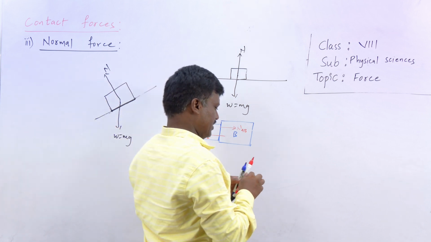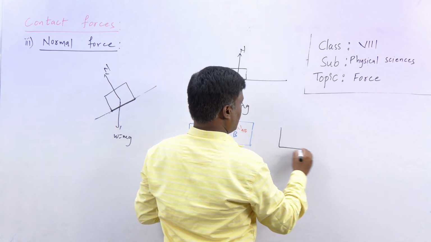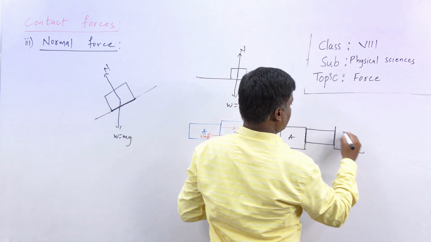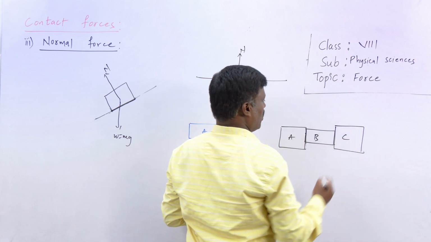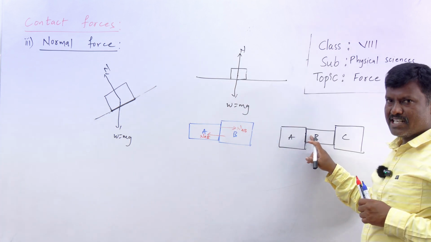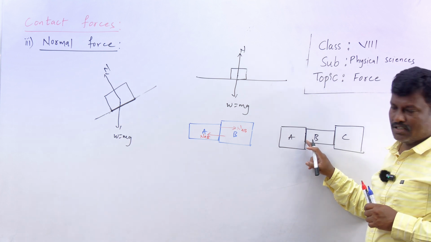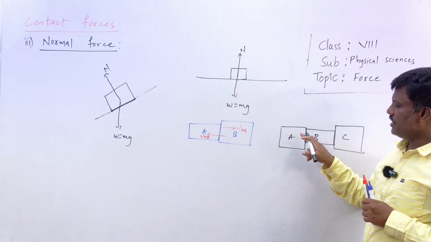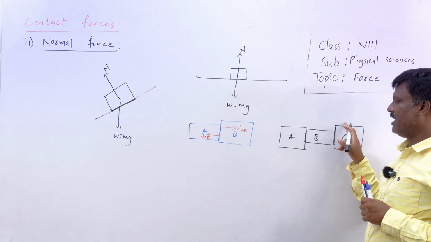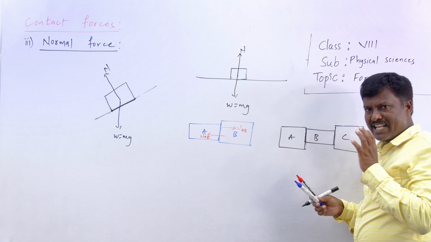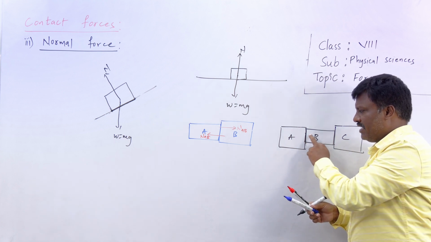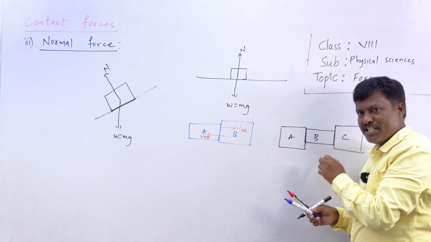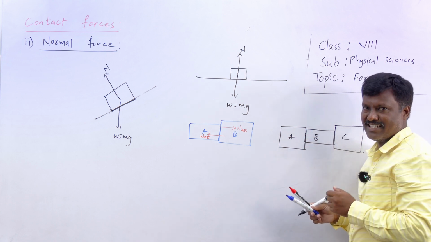If you take three blocks, for example, this is one block, block A, this is another block, block B, and this is another block, block C. A, B, C, there are three blocks in contact. Block A is in direct contact with block B. Block B is in direct contact with block C, right? But there is no direct contact between A and C. So we can expect the normal force between A and B. A can exert normal force on B, and B also can exert normal force on A. It is possible because these two surfaces are in contact.